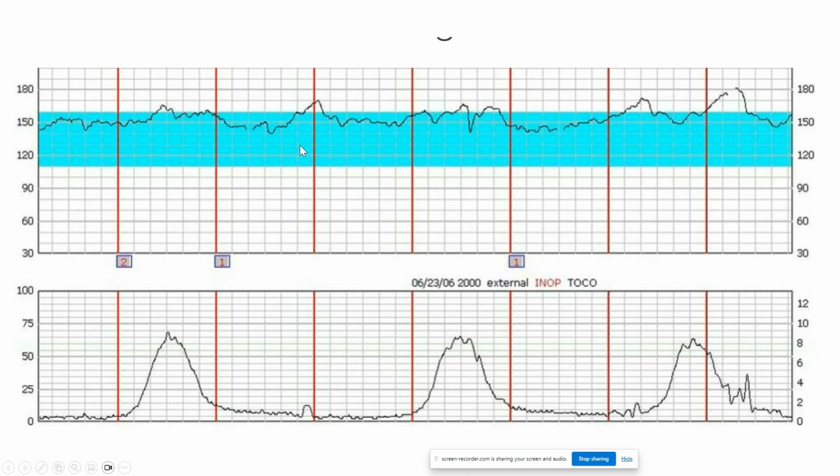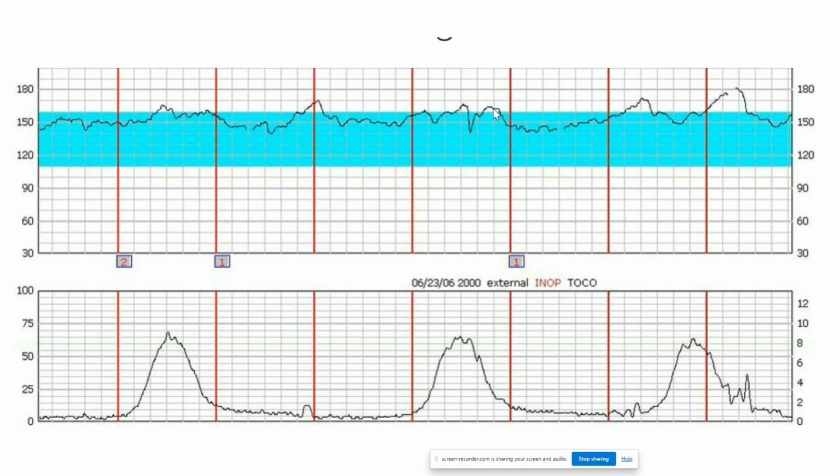And so we're going to give her 20 minutes. And we want to see the baby have two accelerations in 20 minutes. So if I was to see this strip, I would say, yep, there's an acceleration here. And there's a couple more accelerations over here. And I would label this as a reactive NST.